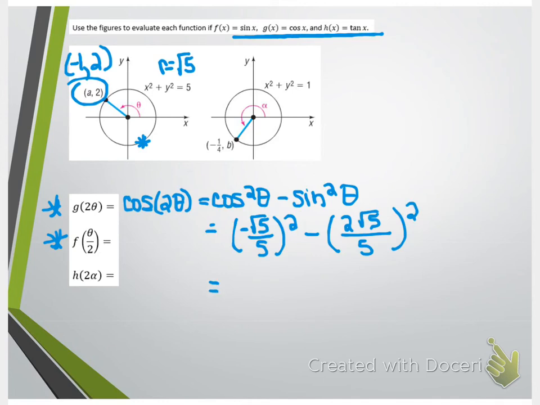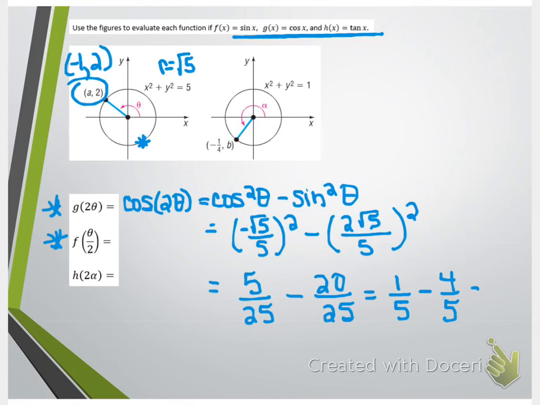So we clean that up. That's going to be positive 5 over 25, which is going to reduce to 1/5. We'll get to that in a minute. And then this other one is going to be 4 times 5 on top over 25 on bottom. So that's the same thing as 1/5 minus 4/5, which is minus 3/5. So g of 2 theta is the same thing as the cosine of 2 theta, which is negative 3/5.